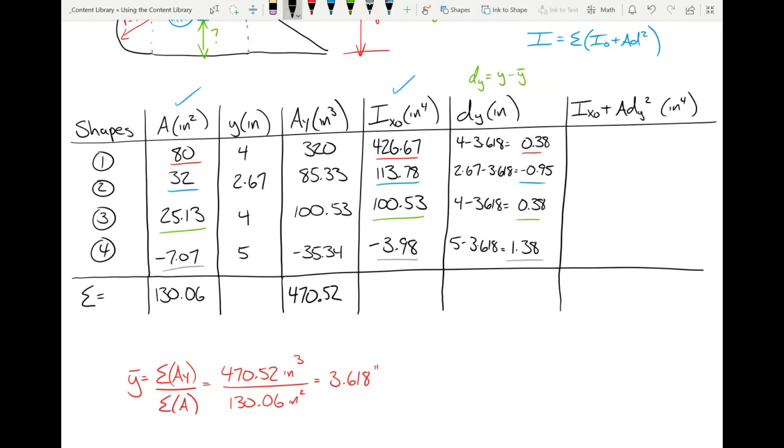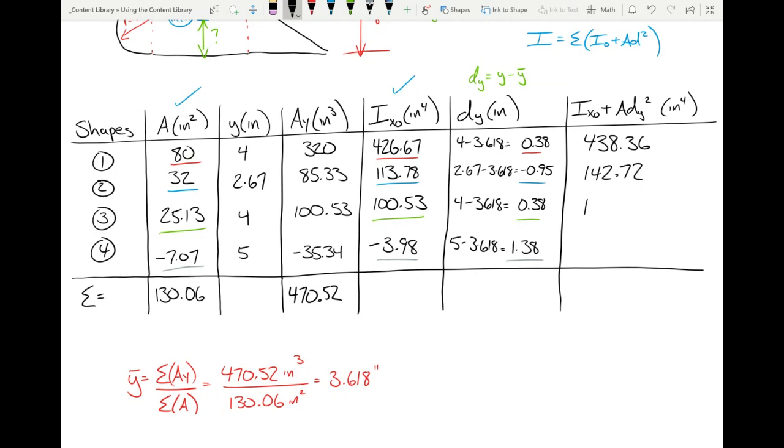Pretty straightforward stuff. And so you just take that. So if you're ever a fan of Microsoft Excel, this is a very Excel-friendly problem to do. And so when you chug this first one out, so 426.67 plus 80 times the 0.38 squared, you get 438.36, right?